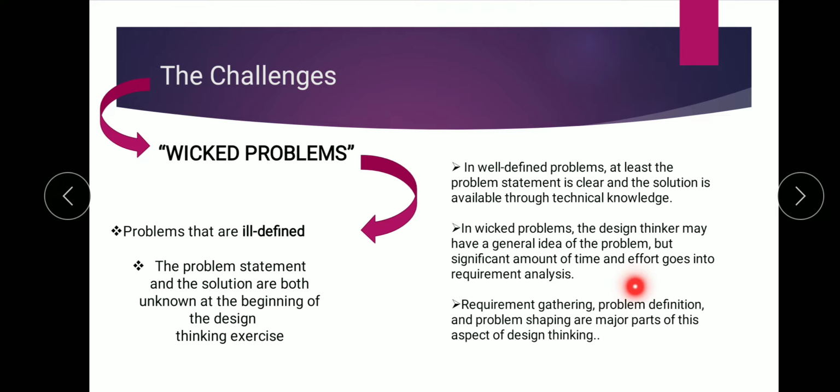You need to think of what the requirements will be and the materials that must be put into the project. Requirement gathering, problem definition, and problem shaping are major parts of this aspect of design thinking, which is defining the problem. So these are the various parts you need to keep in mind in the process of design thinking, basically.